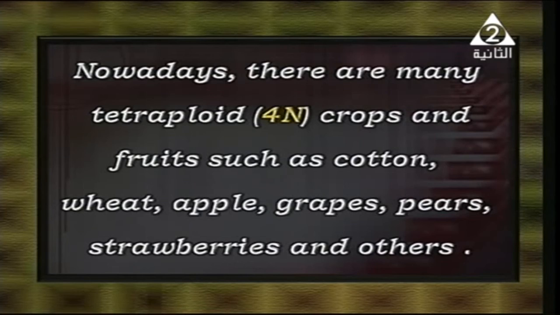And nowadays there are many tetraploid crops. Tetraploid means that they have a polyploid of type 4N. And fruits and crops such as cotton, wheat, apple, grapes, okay, pears and strawberries and so on, just to get what? To get the largest fruit, okay? So this is a mutation, but induced by humans, and we call it an inducible or induced mutation for a desirable trait.